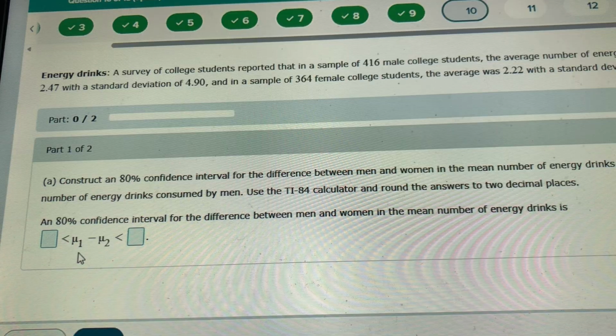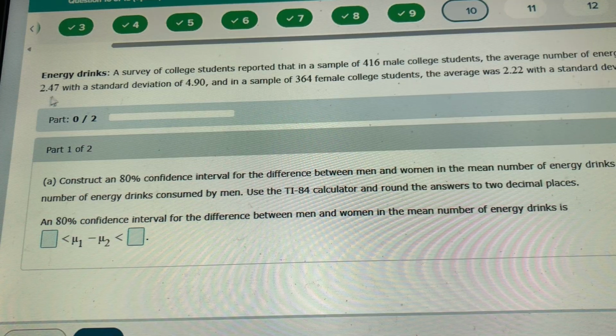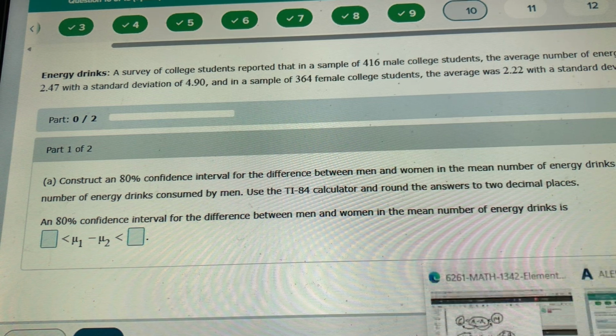So this looks very similar to the previous problem. I have the difference in means right here. It's an 80% confidence interval for the difference between men and women and their mean number of energy drinks. There's a survey of 416 male college students, and they had an average of 2.47 with a standard deviation of 4.90. So the standard deviation is with the sample information. So this is a sample standard deviation, and therefore I'm doing a t-interval again. Then there's a sample of 364 female college students, a second sample, so this is a two-sample t-interval.